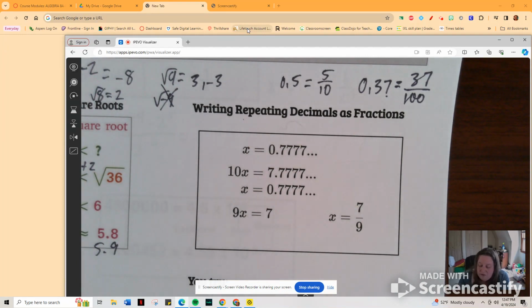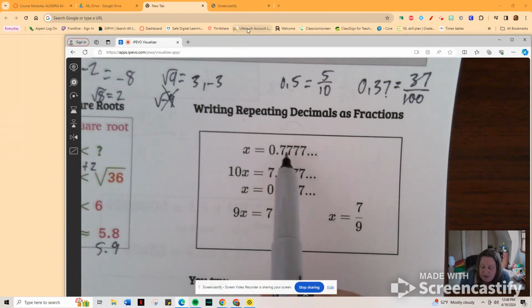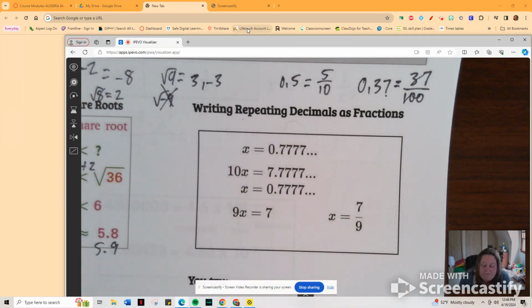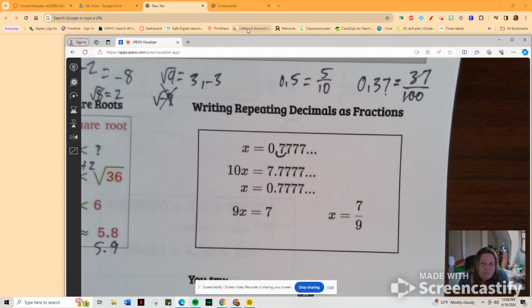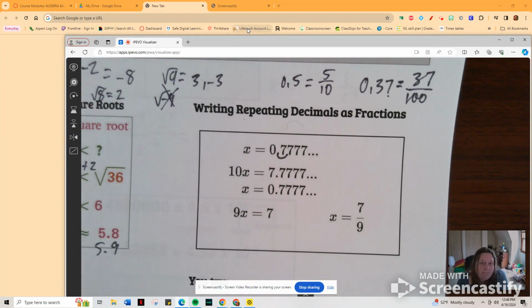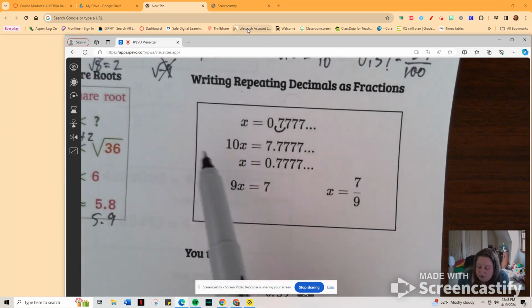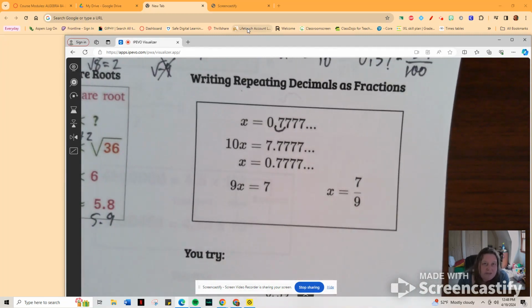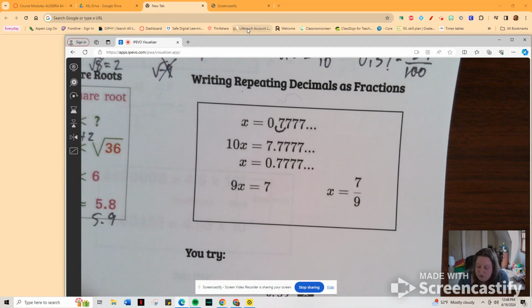In order to do that, I need to get one set of the repeating digits in front of the decimal. So the only digit repeating here is 7. So I want to move the decimal so I have 1 7 in front. So I want to move it this way so it's between these 7s. Whenever you're moving decimals, you need to multiply or divide by base 10. So 10, 100, 1,000, so on and so forth. Because we're getting bigger, we're multiplying. Because we're moving the decimal once, we're multiplying by 10. So I multiply by 10 on both sides to keep my equation balanced.